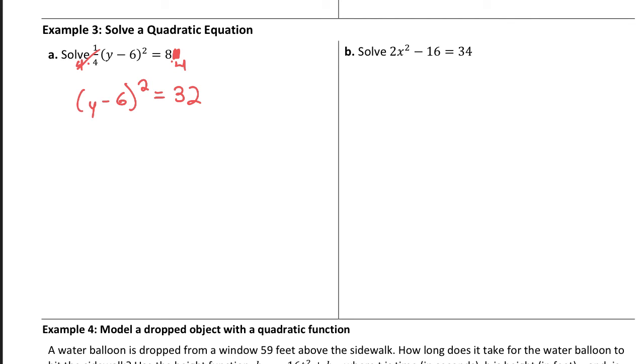So I would not add 6 to both sides first. I would not take a square root of both sides first. I would eliminate the 1/4 first. So from there, I would take a square root of both sides to eliminate that squared on the y minus 6. So this turns into just y minus 6 equals the square root of 32. Now, the square root of 32 can be simplified.